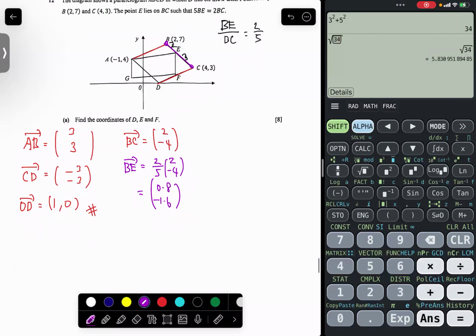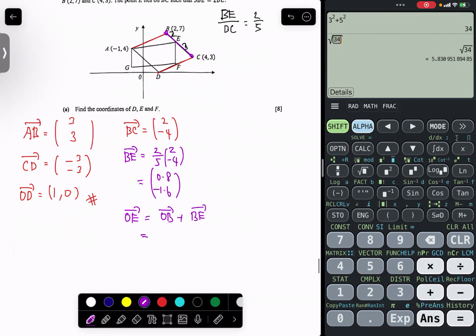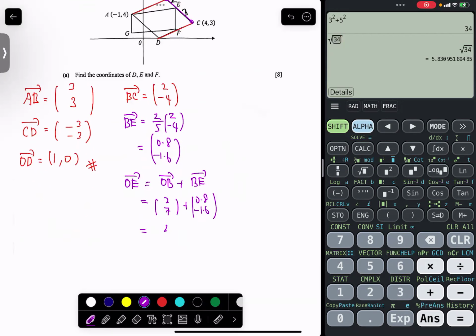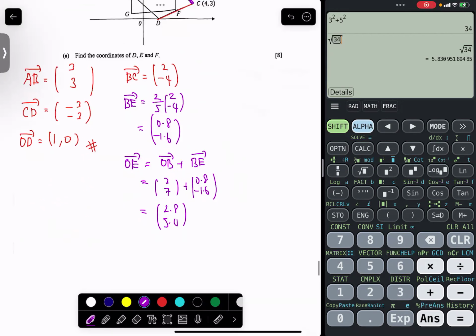Okay, now, to find OE, I will take OB plus BE. This question is very vector-like. OB is (2, 7) plus (0.8, -1.6). So I get (2.8, 5.4). That means E is the coordinate (2 whole 4/5, 5 whole 2/5).